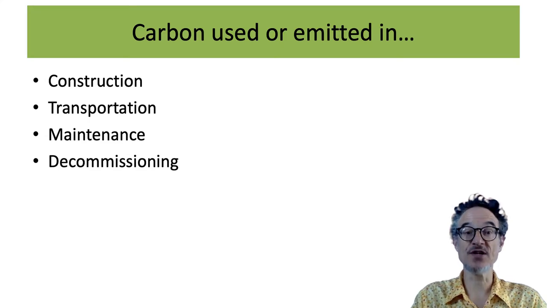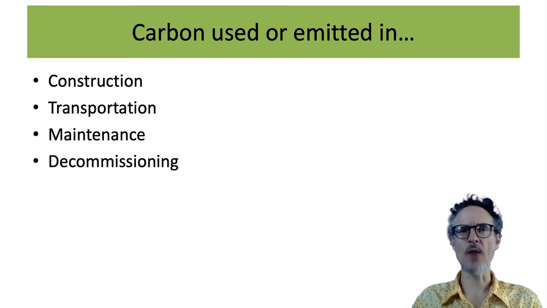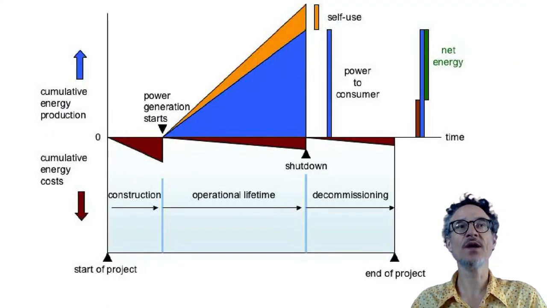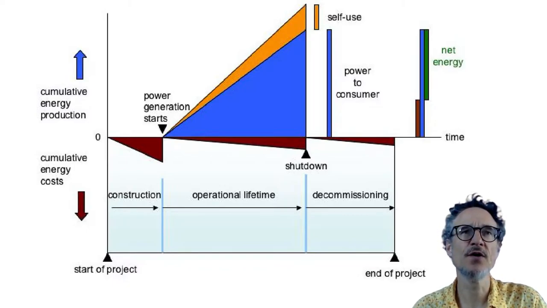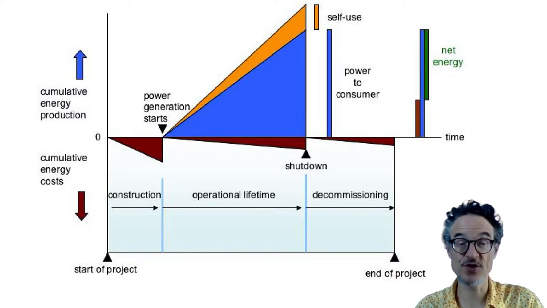And then decommissioning. So at the end of the lifetime of the power station, what's going to happen? How do we decommission it? Where do we throw the things away? What happens next? So we can look at the whole process like this. The blue part is the bit that we want. That's the power that we're producing, and we're giving electricity. We're using electricity ourselves, or we're selling electricity.